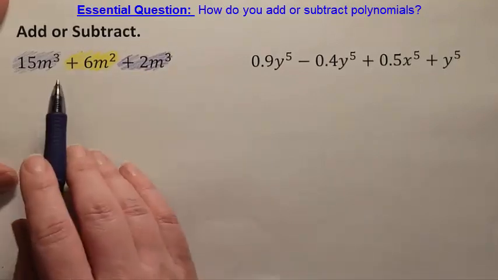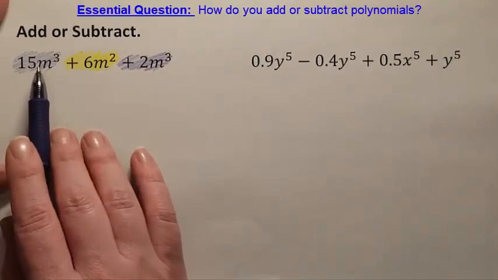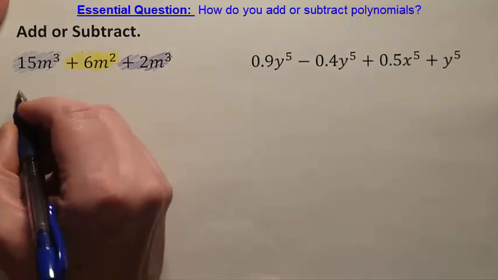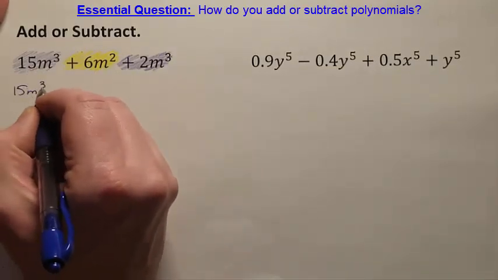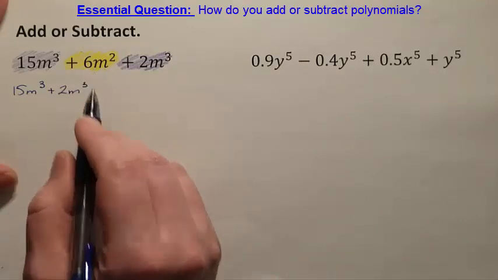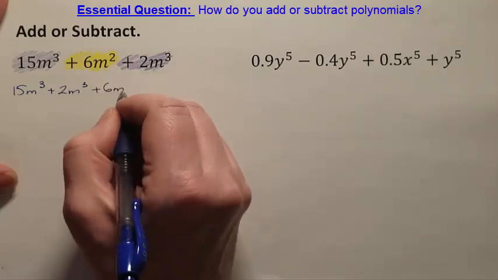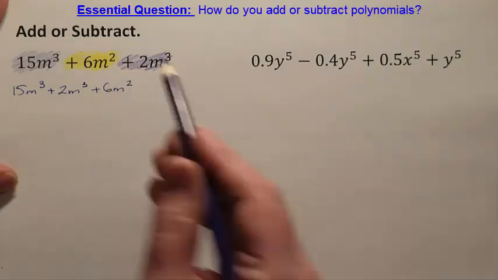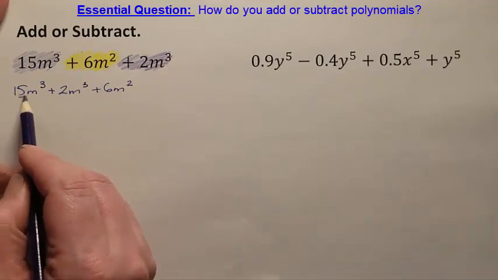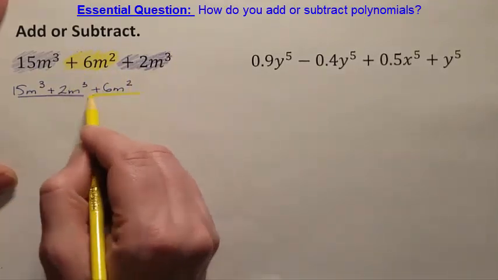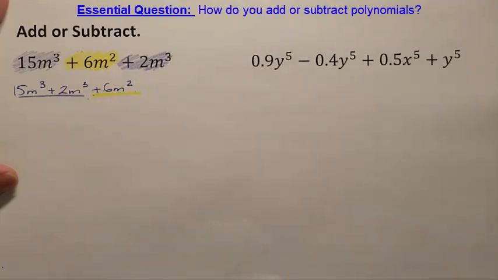So I used my color pencils to help me visualize my m to the thirds and my m to the seconds. So this 15m to the third can be combined with this 2m to the third. And then my yellows, this positive 6m squared, can only be combined with other 6m squareds, but there are none. So I rearranged so my m to the thirds are written together, and my m to the seconds were written together. So now I can go ahead and combine.